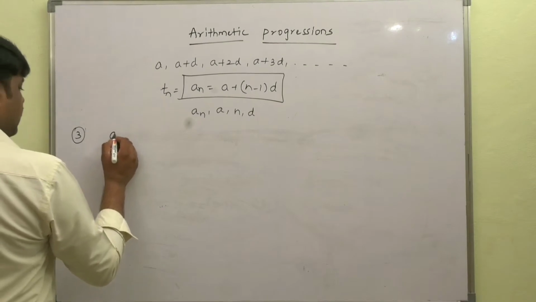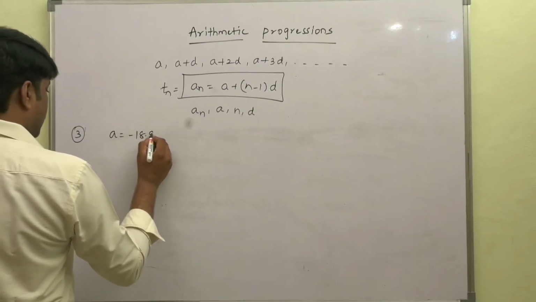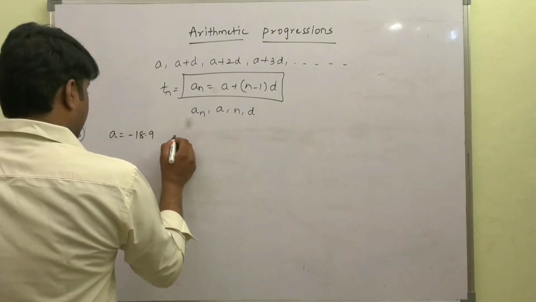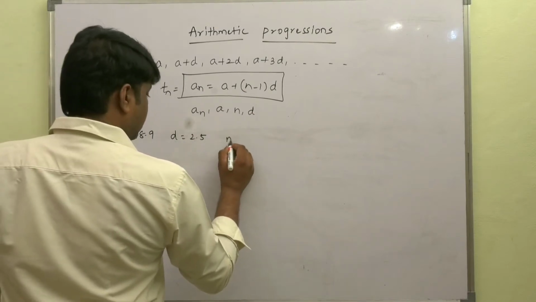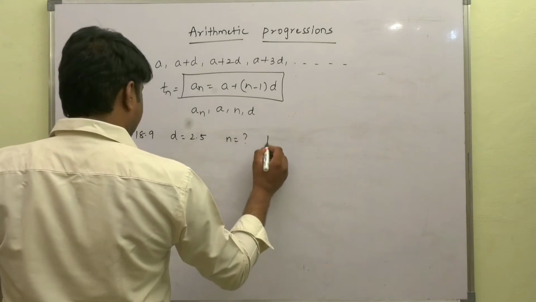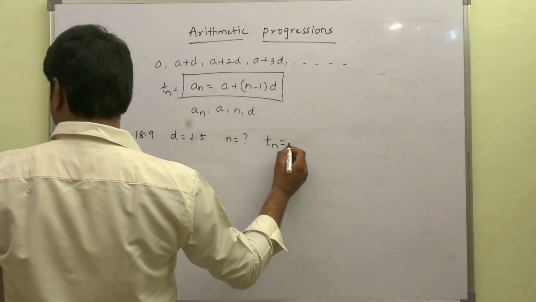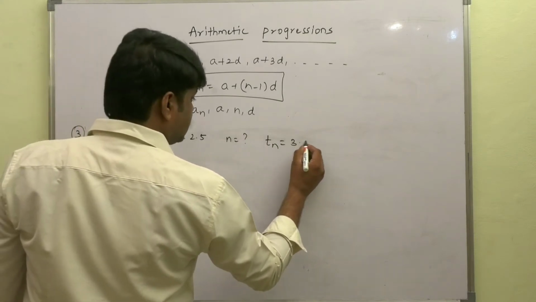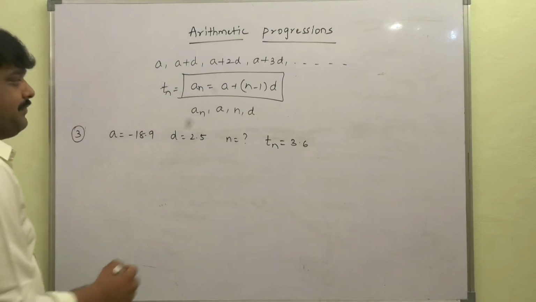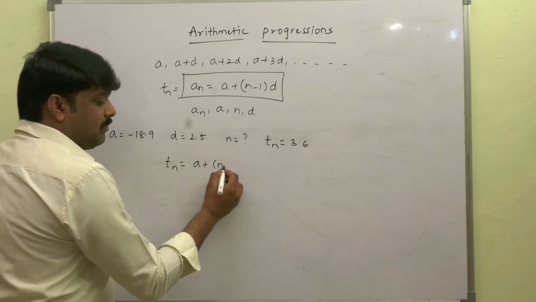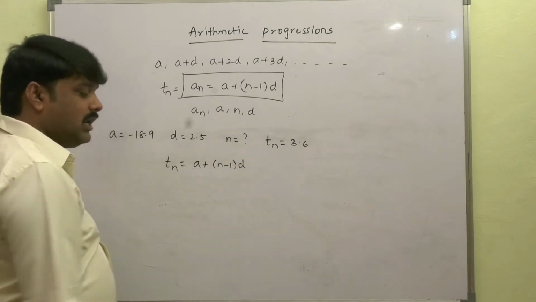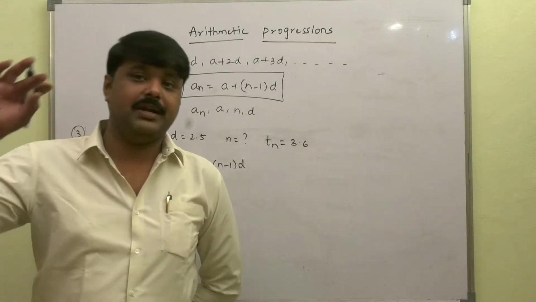Here a equals to minus 18.9 and d equals to 2.5. We need to calculate the n value, and tn value is given as 3.6. Okay, first of all let us write the formula for finding the nth term of an arithmetic progression. Tn equals to a plus n minus 1 into d.